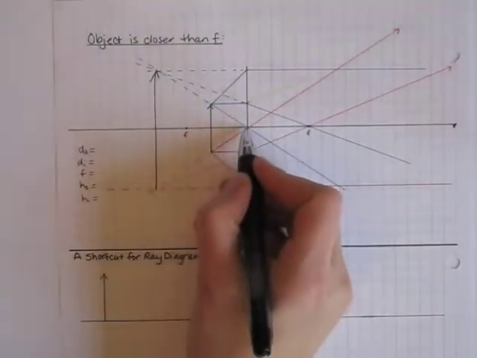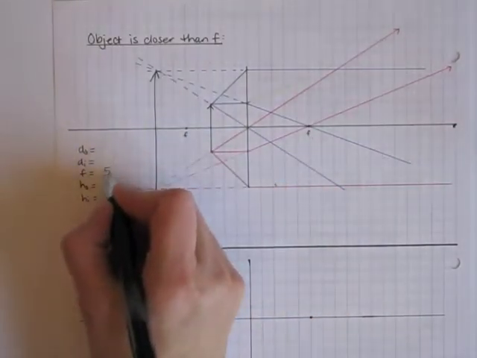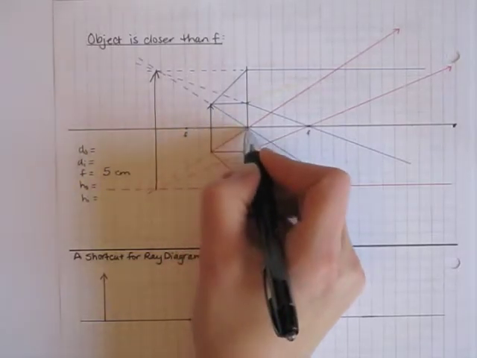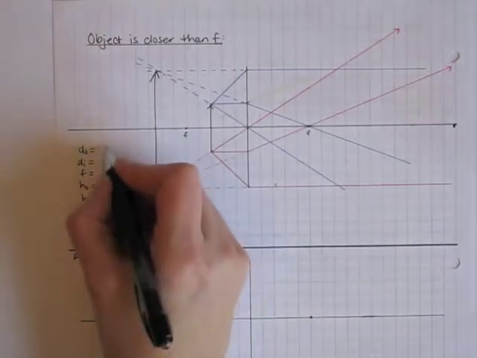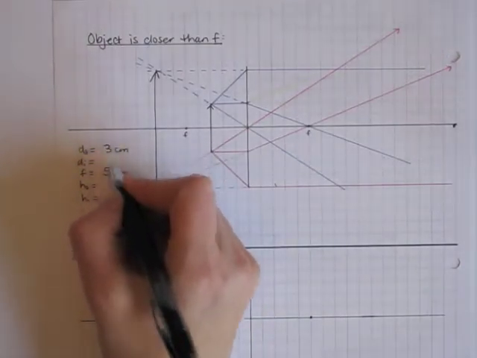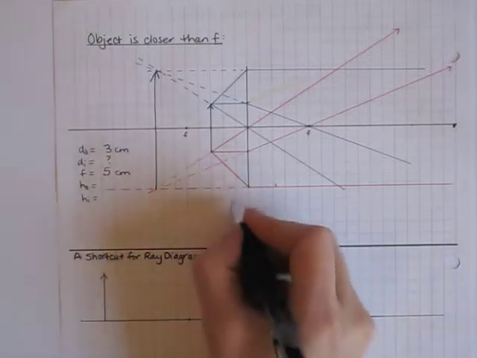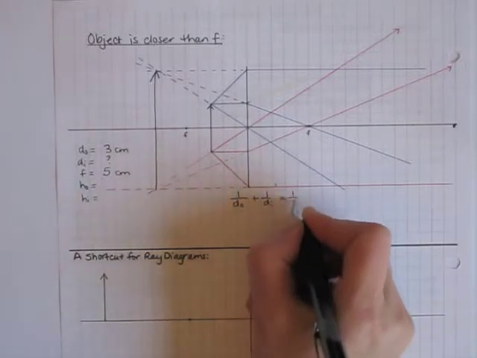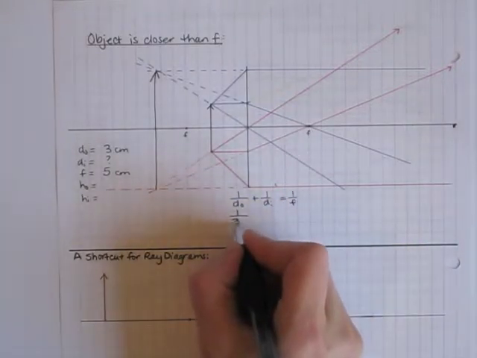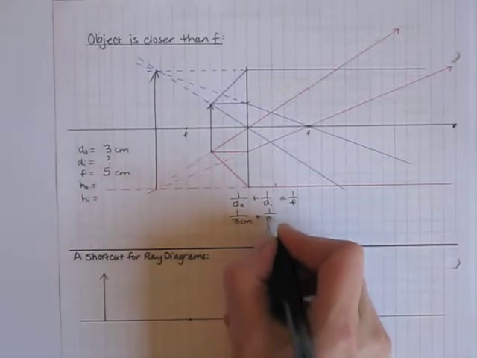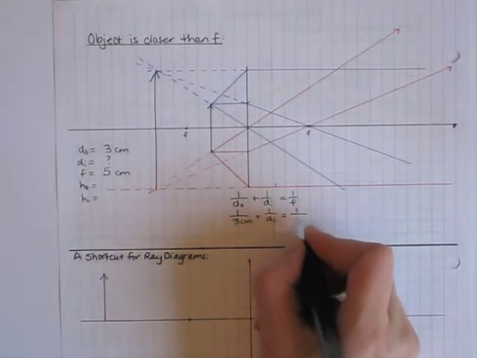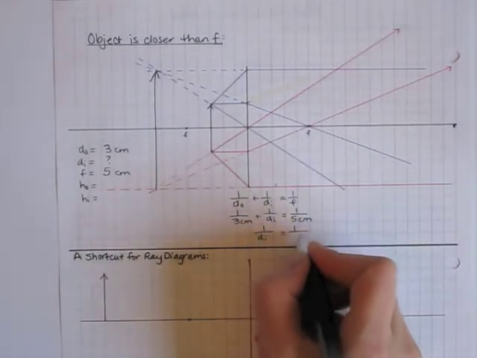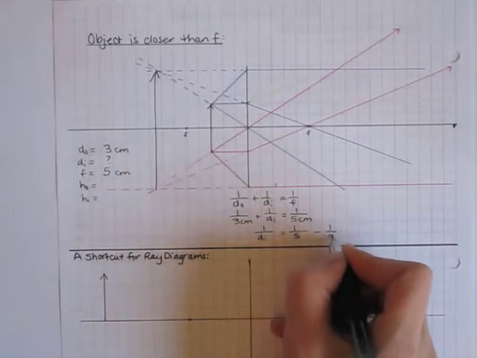So our given values, once again, we had 5 centimeters for the focal length, and here the object is between the focal point and the lens, and that object distance is 3 centimeters. Always positive, and we're looking for the image distance. Writing down our lens equation, 1 over do plus 1 over di equals 1 over f. Object distance is 3 centimeters. Focal length is 5 centimeters. Solving this for 1 over di, I have 1 over 5 minus 1 over 3.